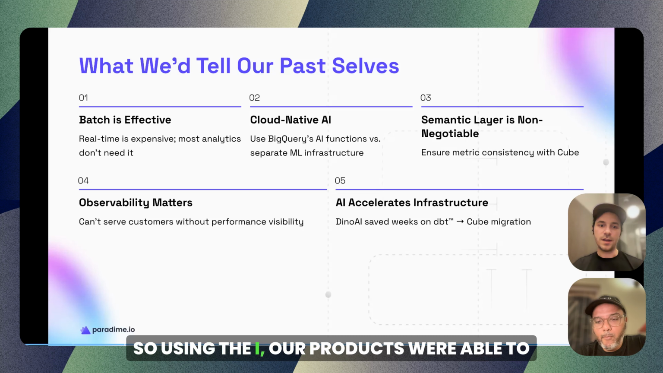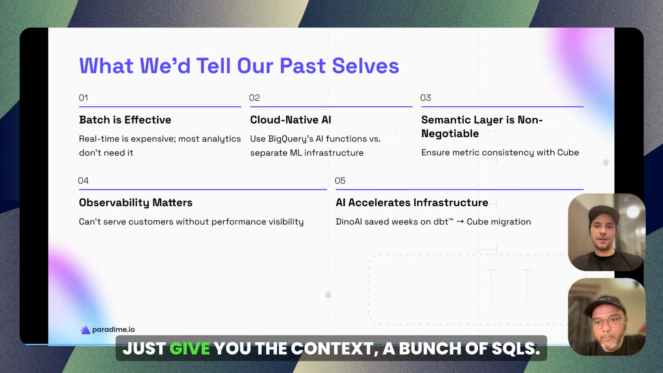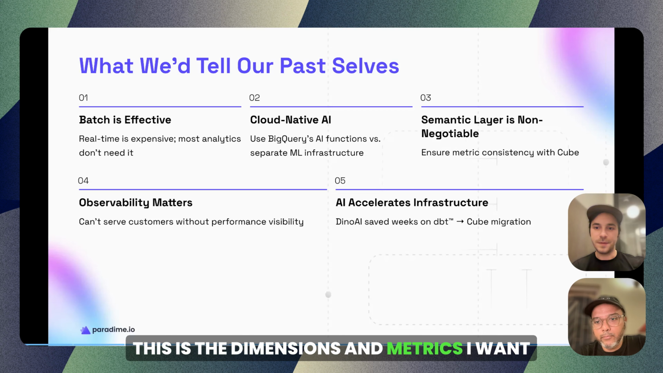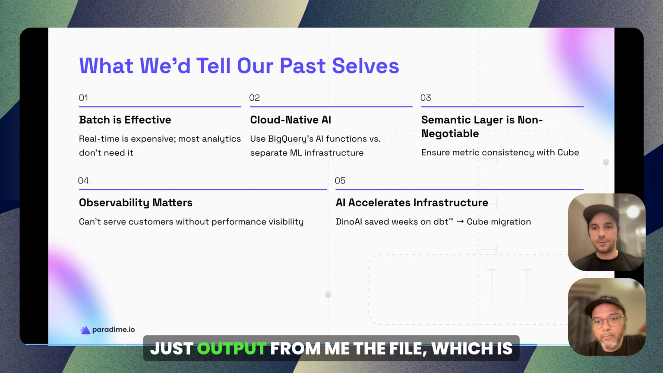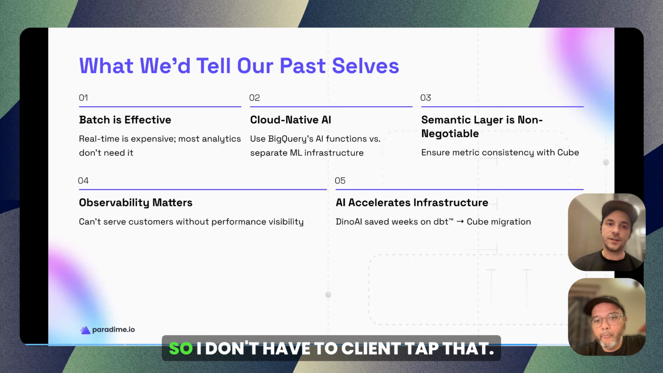So using the AI, our products were able to just give it as context a bunch of SQLs. This is the dimensions and metrics I want to build. Just output for me the file, which is going to be the Cube file or the set of views that I want in there. So I don't have to code up that module.